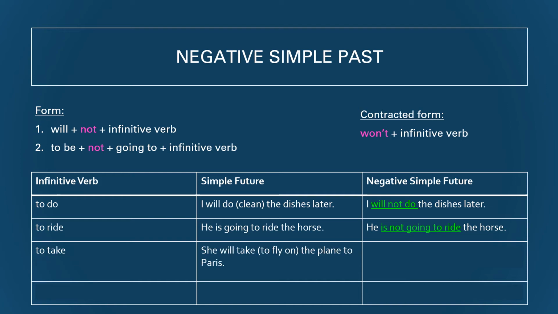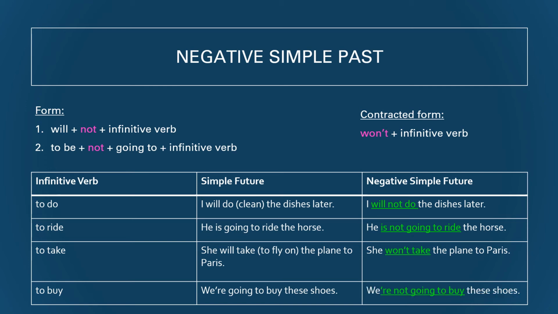To take. She will take the plane to Paris. What take means in this context is to fly, or to fly on the plane, to be a passenger on the plane. And the negation, she won't take the plane to Paris. Our last example is to buy. We're going to buy these shoes. And the negative form is we're not going to buy these shoes.